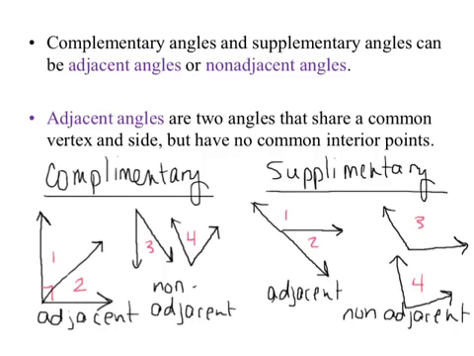Two angles are non-adjacent. They do not share a vertex. They do not share a common side. But if I added up the measurement of this one and this one, I would get 180 degrees. Granted, these are hand-drawn. I did not use a protractor, so I doubt I would actually get 180 degrees, but we're using them for examples.